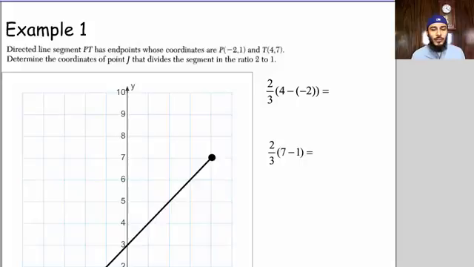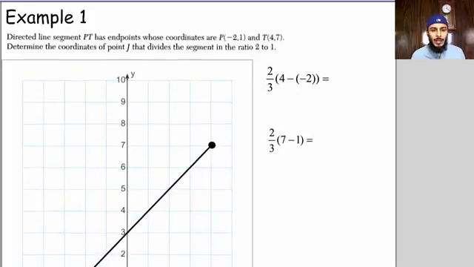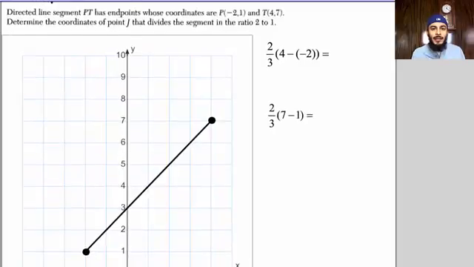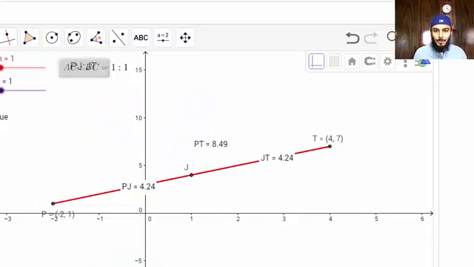Okay, so here's our first example. It says directed line segment PT has endpoints whose coordinates are P (-2, 1) and T (4, 7). Determine the coordinates of point J that divides the segment in the ratio of 2 to 1.